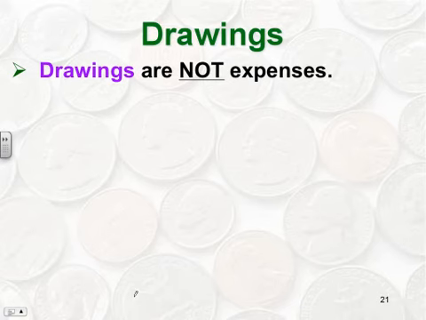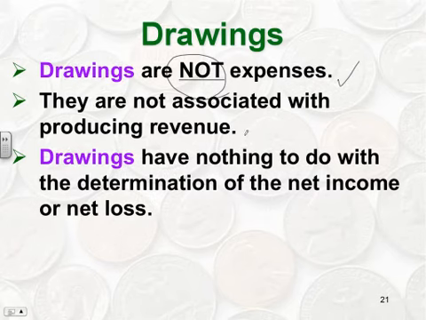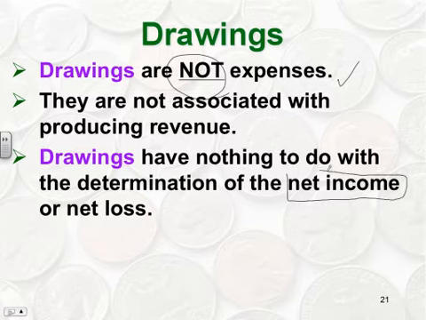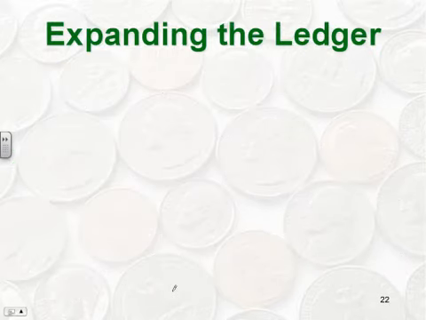They are not expenses. Do not put them on your income statement. They are not associated with producing revenue at all, okay? So expenses are associated with producing revenue. Usually you incur expenses in order to make money in your business. And therefore, do not put them on your income statement. They have nothing to do with the determination of net income or net loss. Cash is the most common item withdrawn by an owner, but they also take out other assets sometimes.